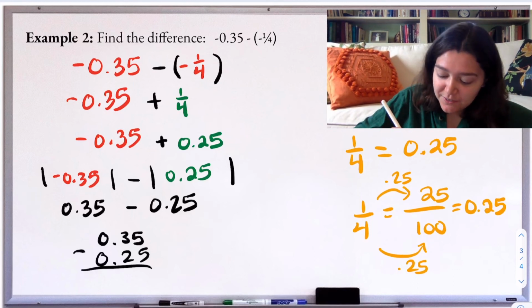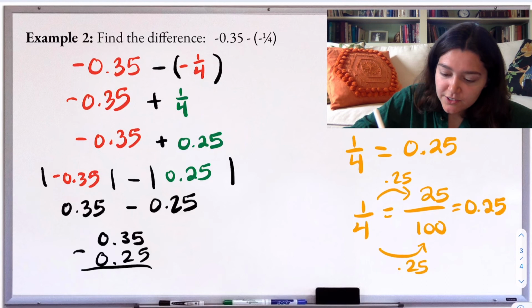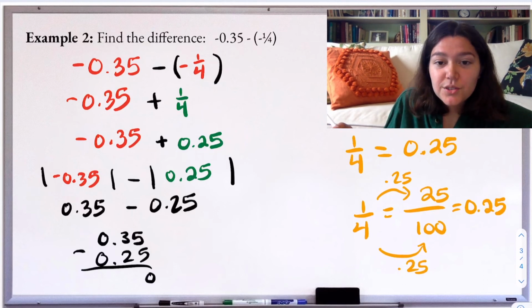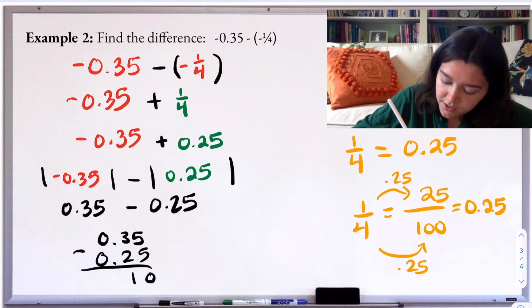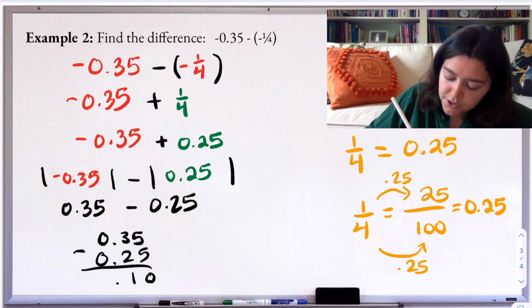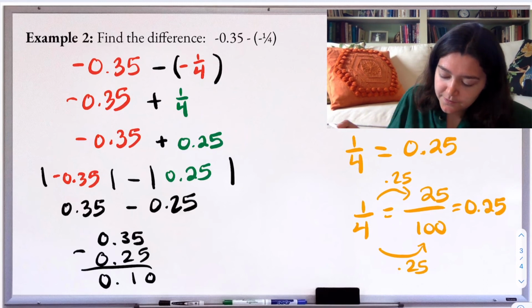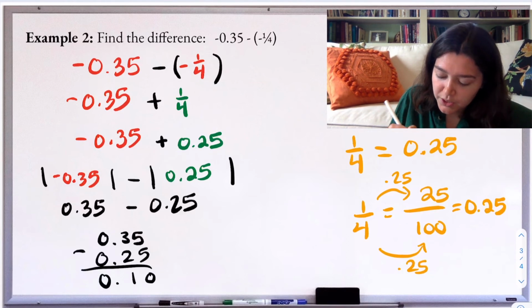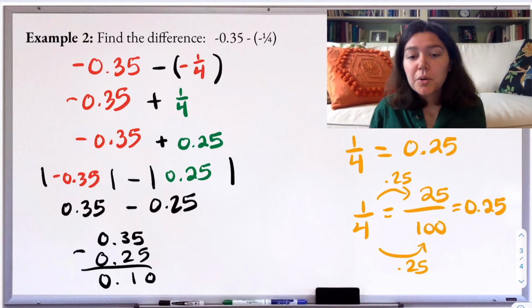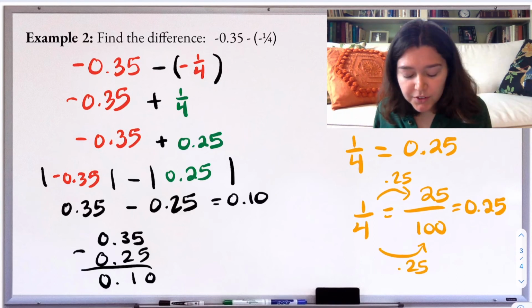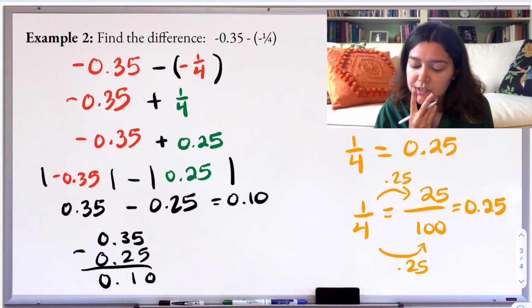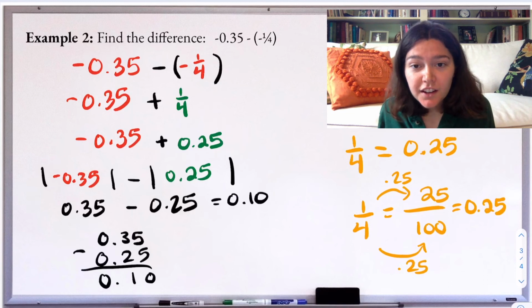So we'll do 5 minus 5. 5 minus 5 is 0. And then we have 3 minus 2. 3 minus 2 is 1. Carry down the decimal point, and then 0 minus 0 is 0. Okay, so the difference is 0.10, or 10 hundredths. Now we just need to figure out, should my final answer be -10 hundredths or positive 10 hundredths?